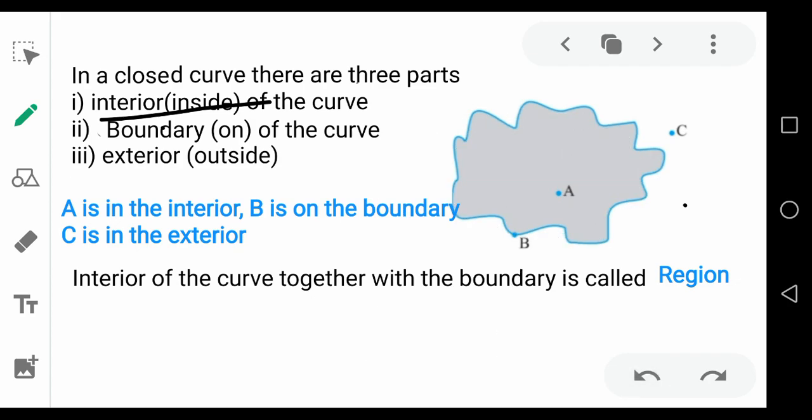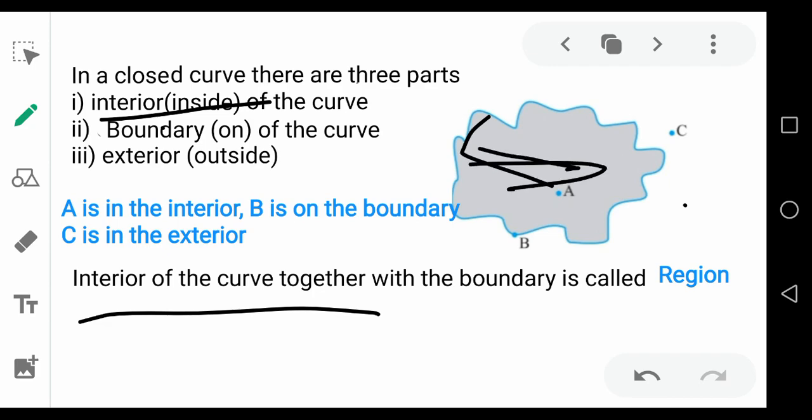Now, one more part is the interior of the curve together with the boundary. That means this boundary plus the interior, this full part, will be called the region. So the exterior won't be there. Okay, that is called the region.